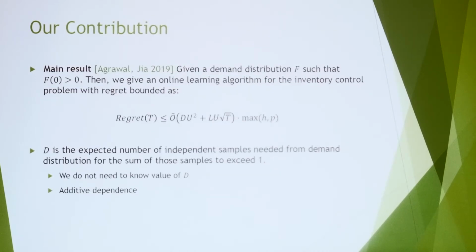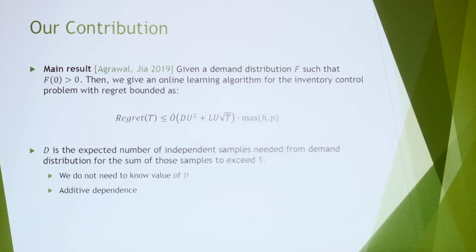And so our main result is that given a demand distribution F, where there's a non-zero chance of no demand happening, this is purely so that we can use that convexity result I presented earlier. If we have convexity, then we can give an online learning algorithm for the inventory control problem with regret bounded as follows. And we match the optimal dependence on T with a square root T regret bound. And more importantly, our regret is linear in the lead time L.